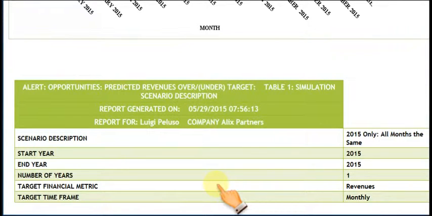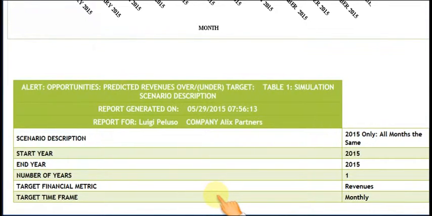We'll see the target financial metric that was used to set the targets. Could have been sales revenues, commissions, or profits. And finally, we see the target time frame frequency for setting the targets. The choices were monthly, quarterly, or annually. And just note that quarterly or annual targets are automatically converted to monthly targets in time to money.